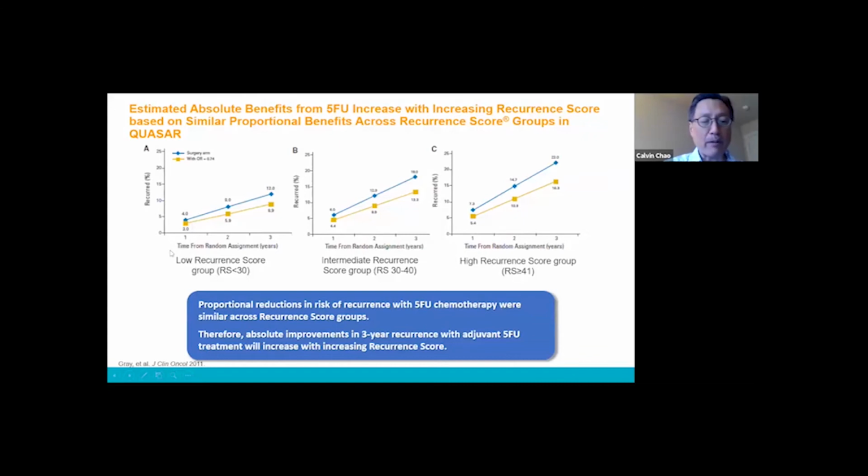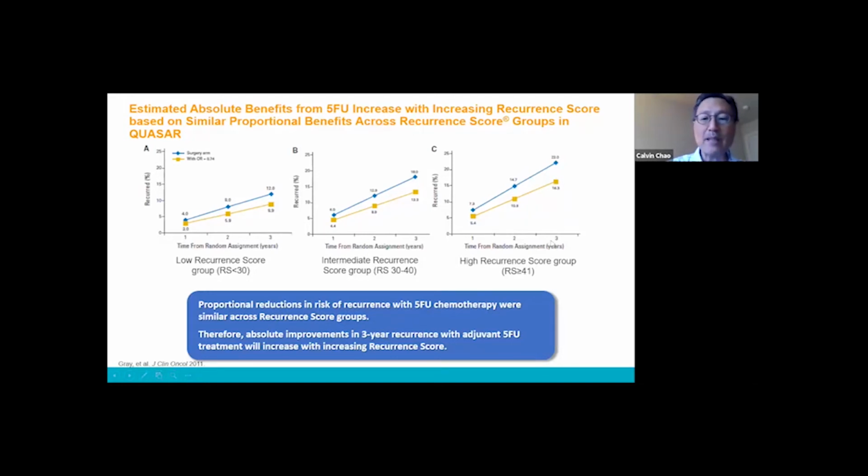The original paper for the Quasar validation study introduced the concept that one could apply a relative benefit from 5-FU monotherapy. The blue curve is surgery alone, and the yellow curve shows the effect of benefit from 5-FU chemotherapy. And you can see that in general, when the recurrence score is lower, we see a smaller marginal benefit from chemotherapy with 5-FU, but at the higher recurrence scores, obviously this widens to a larger absolute benefit.